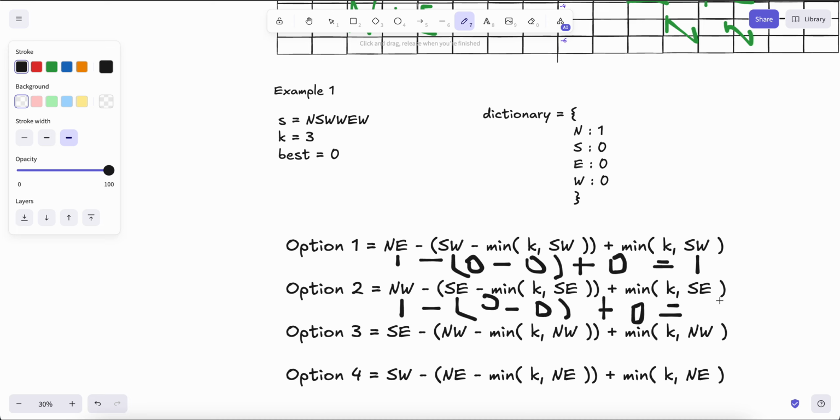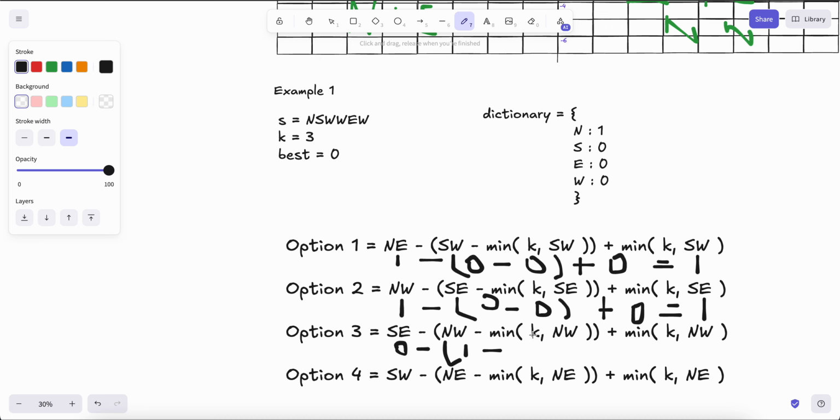So in this case, if we move by option 2, we're going to have the value of 1. Now let's look at another option, which is if you move southeast. So if you move southeast, you look at here, it is actually 0 minus, what is the NW here? NW is here, N is 1, W is 0. In this case, NW is 1.